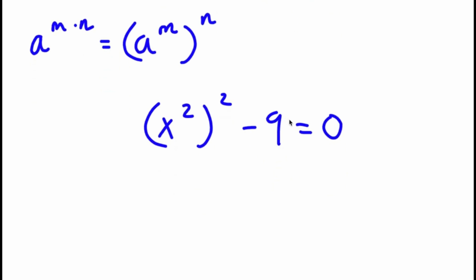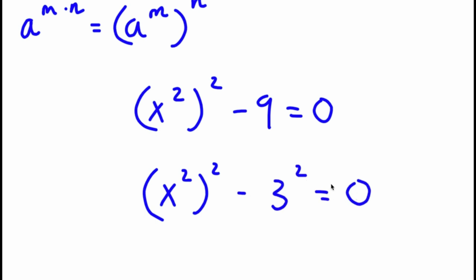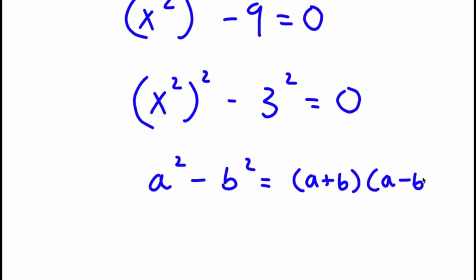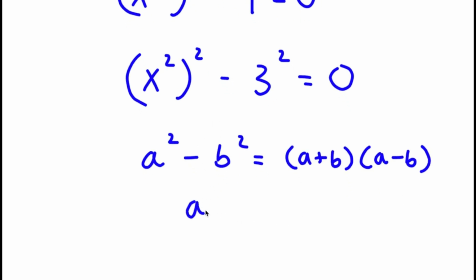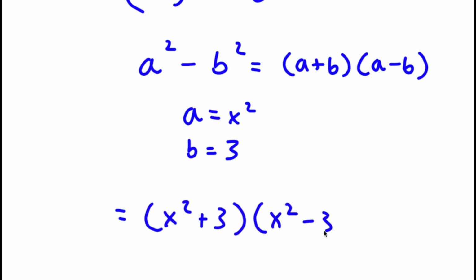Now 9, this is the same thing as 3 to the power of 2. So now I have x to the power of 2 to the power of 2 minus 3 to the power of 2 is equal to 0. Now if I have something in the form a squared minus b squared, this is equal to a plus b times a minus b. In this case, a is equal to x to the power of 2 and b is equal to 3. So now I have x to the power of 2 plus 3 times x to the power of 2 minus 3. And this is equal to 0.